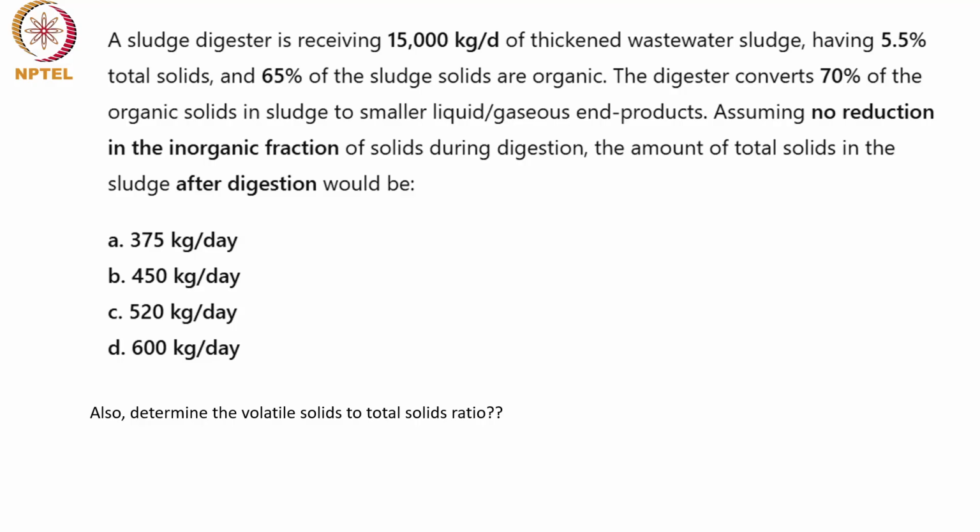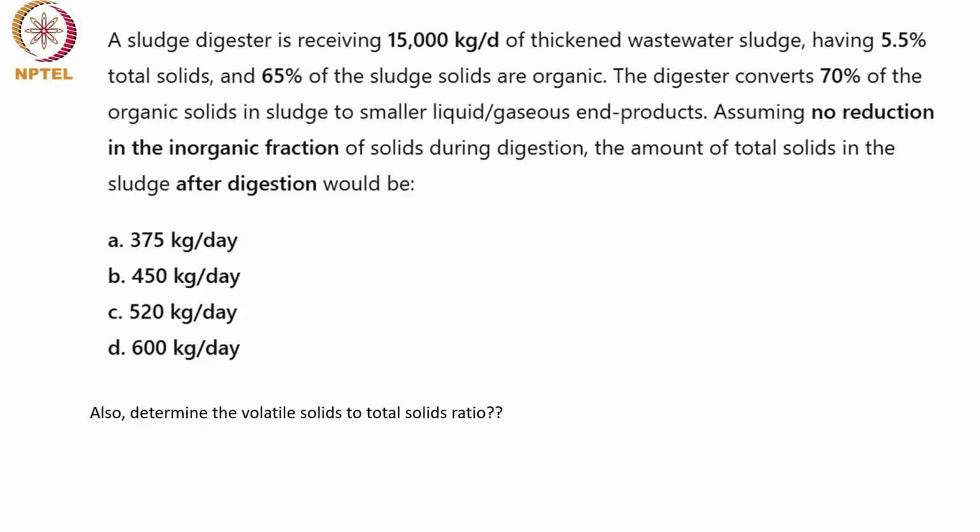65% of the sludge means first thing is 15,000 into 5.5%, whatever is the value. Out of that, 65% of the sludge is organic, and organic sludge is only converted to gas, and in that also only a certain percentage is converted to gas, that is 70%, and 30% remains as the residual solids.